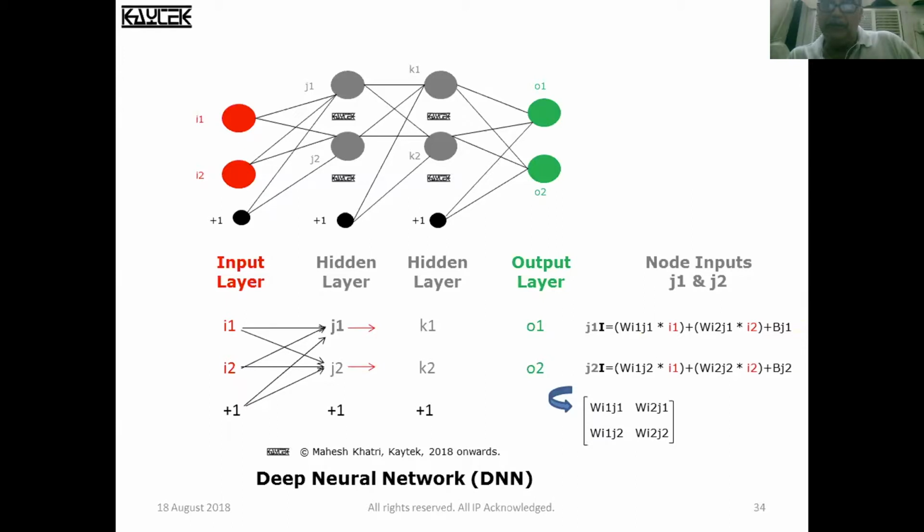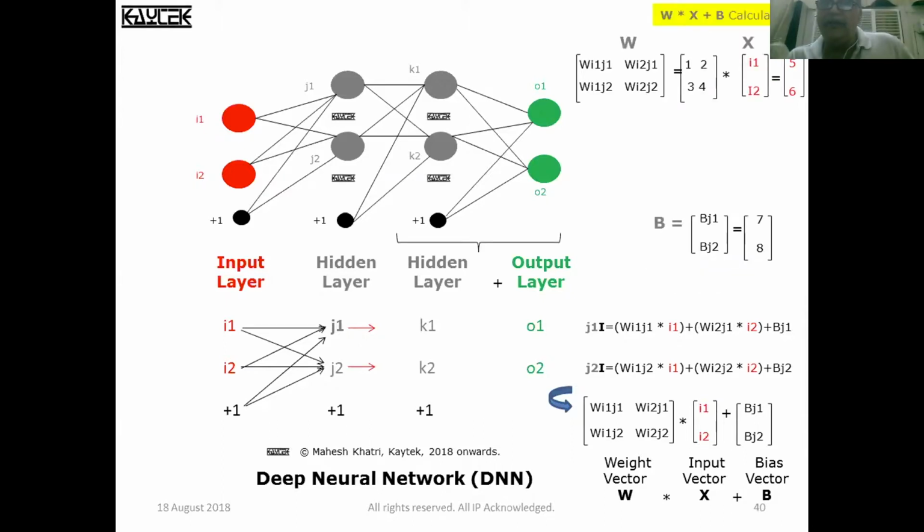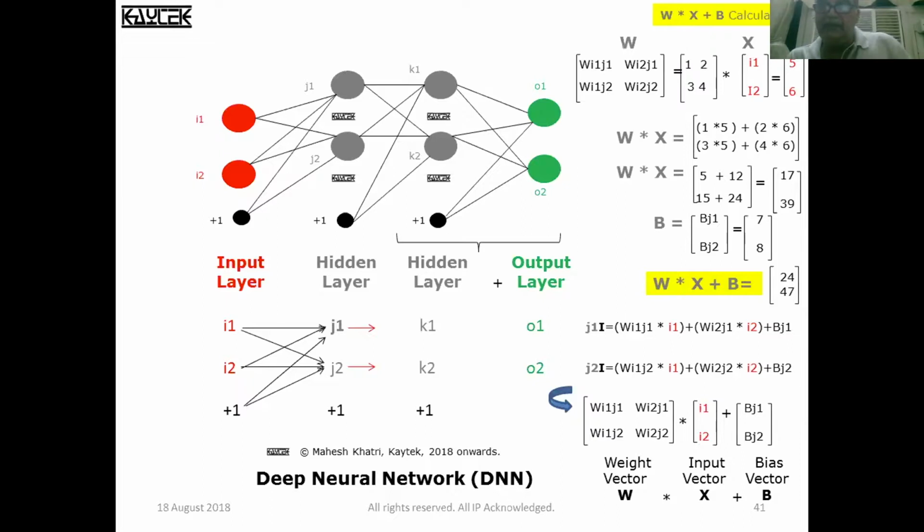So essentially I have the weight vector, which is these 4 weights. I have the input vector, which I have indicated as I1, I2, and I have the bias vector. So the weight vector, the input vector, and the bias vector. The weight vector is multiplied by the input vector and then gets added to the bias vector. So if I look at the calculations, I've taken simple examples of weight, input, and bias. So essentially, this is the calculation in matrix form.